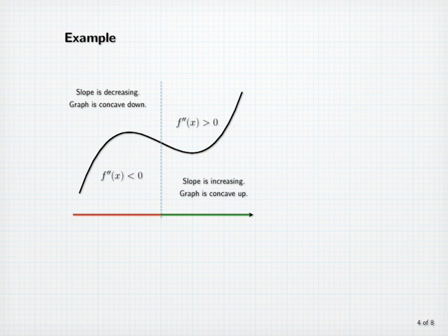The point where the concavity changes from down to up is called an inflection point. In this case, it's a point where f double prime changes from negative to positive.